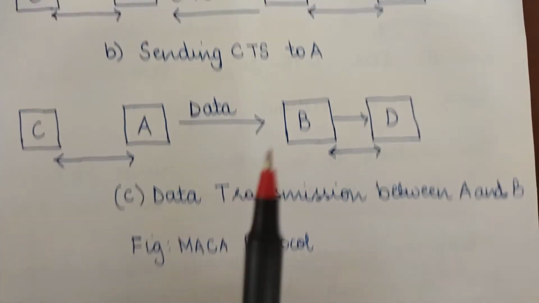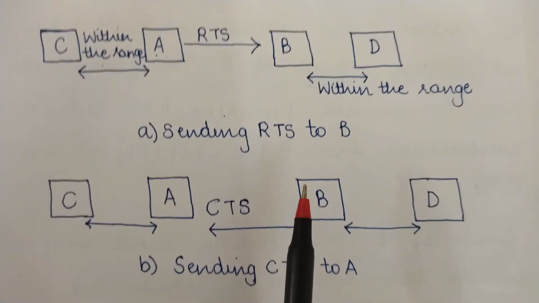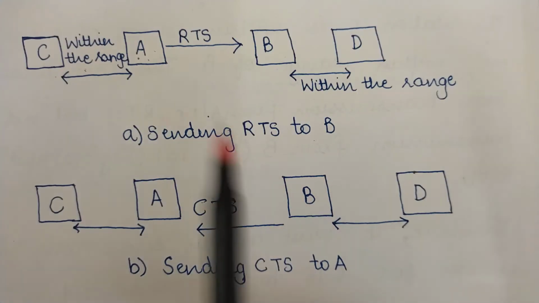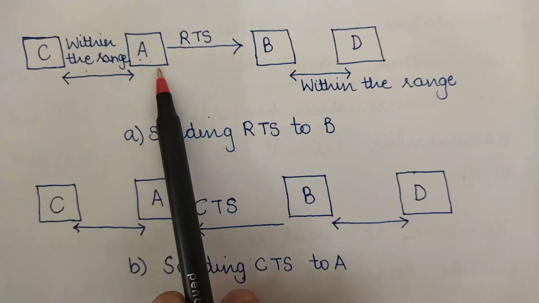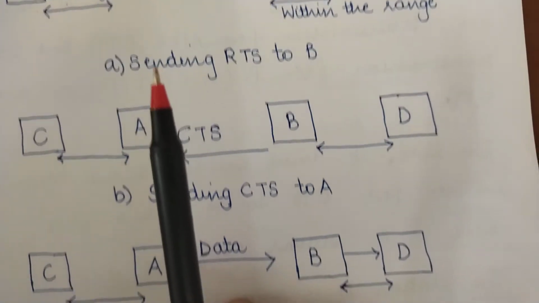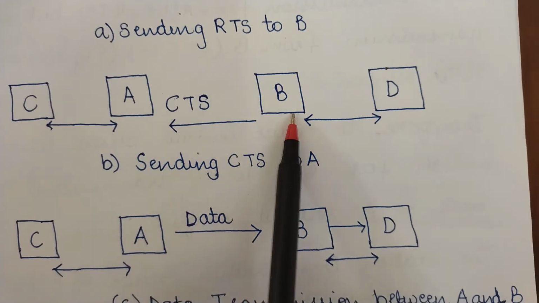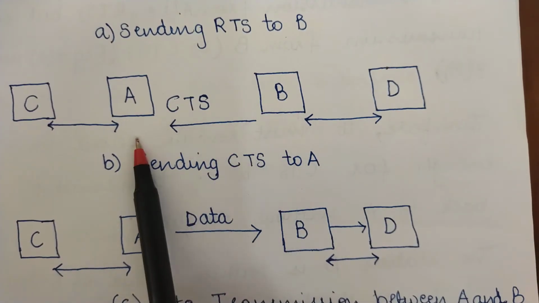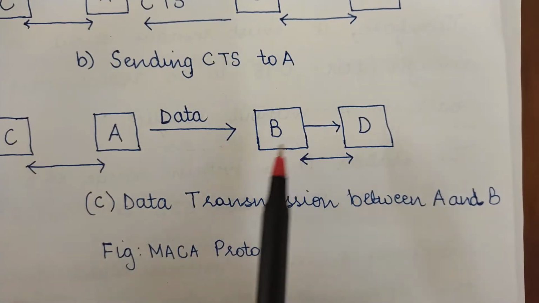So this is the MACA protocol: for any two nodes to begin transmission, the node which wants to send will send an RTS to the node it wants to transmit to, and the node on the receiving end will send a CTS to the transmitting node, and then the actual data transmission will take place.